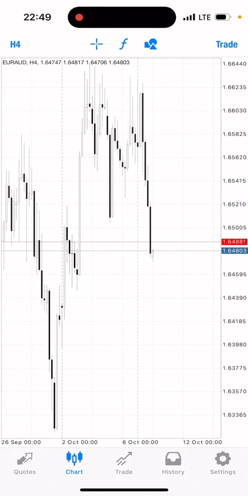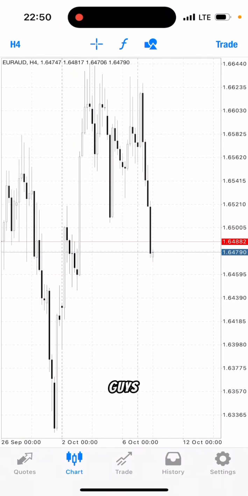Now that we know what to look for, it's time to draw our supply and demand zones on the chart. So for us to identify a supply or a demand zone on our chart, we need to highlight a level where price has reacted in the past. This zone acts as a potential reversal point where buyers or sellers are likely to enter the market.